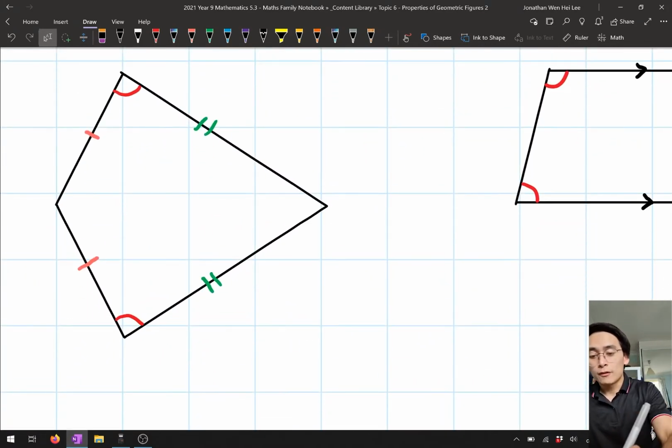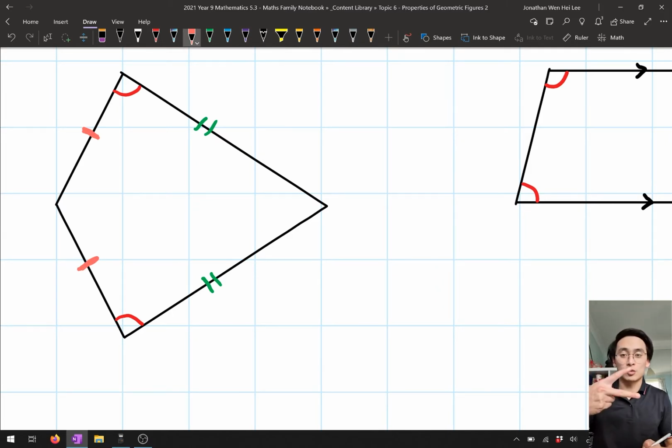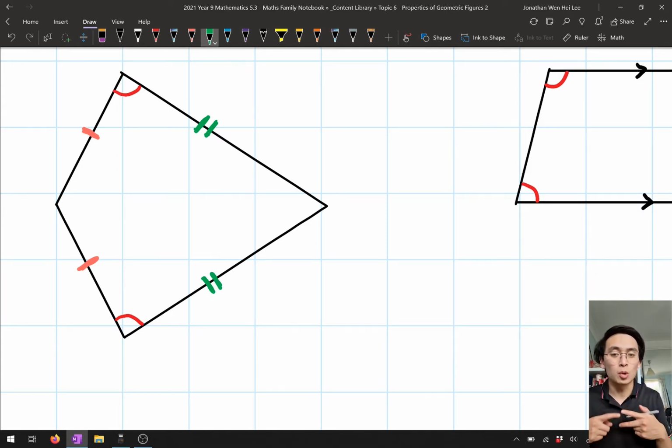If you have a look, we've got two sides that have exactly the same length over here. These two sides are right next to each other. They're adjacent sides. And on the other two, these two also have equal length. So a kite has two pairs of equal adjacent side lengths.